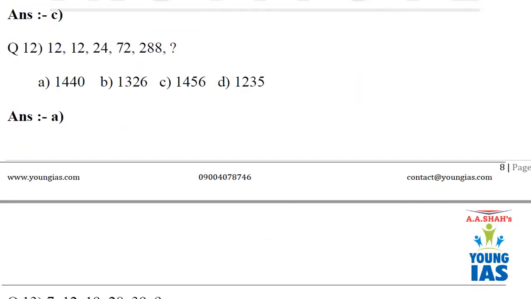Now the 12th question here. You have 12, 12, 24, 72, 288, dash. So now if you observe here, 12 into 1 is 12. 12 into 2 is 24. So 24 into what is 72? 24 into 3 is 72. Now same thing, 72 into what is 288? 72 into 4 is 288, and 288 into 5 is 1440. So it is increasing 1, 2, 3, 4, 5. Same way it's increasing here. That's why 288 into 5 would give you 1440. So A option is your correct answer here.